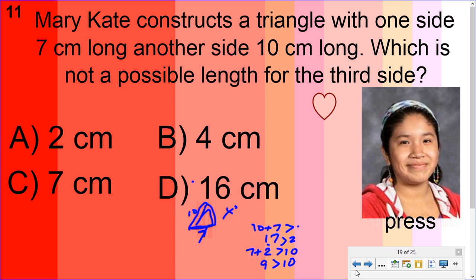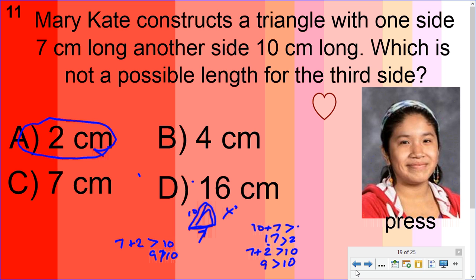So I'm going to take a look at my two smallest sides. So my two smallest sides would be the 7 and the 2. So 7 and 2 has got to be greater than the longest side. So that's going to give me a problem. It's not greater than 10. 9 is not greater than 10. So A is going to give me a problem. So this one I'm going to believe is my answer. So that cannot be the third side.